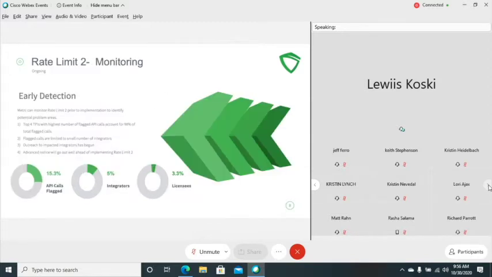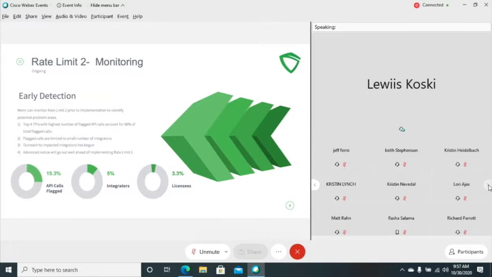Now, we're monitoring for rate limit two. Rate limit two is something that we can do in a month or so down the road, depending upon where we stand. But this is what we're learning from monitoring the data in the system. We already know what rate limit two is scheduled to be. We just haven't scheduled when it's going to be turned on. And since we know what it's going to be, we can monitor it in the system to see how many calls would be limited if we turned it on. So this is an early detection mechanism that we built into the system.